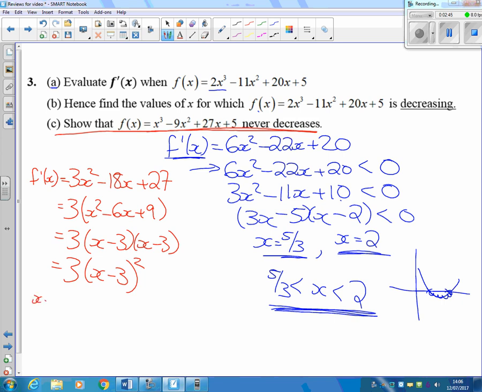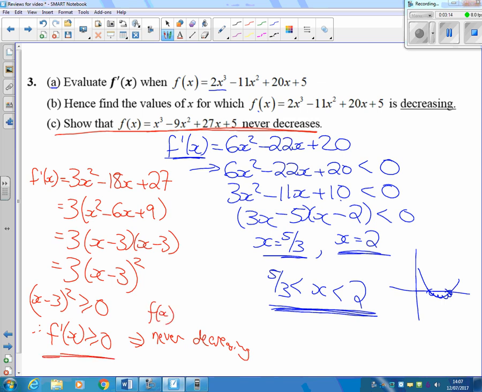Now, x minus 3 all squared must be greater than or equal to 0. It can't be negative. Something squared can't be negative. So therefore, f dashed of x is definitely greater than or equal to 0. So it's never negative. So that thing never decreases. It's never decreasing, therefore f of x is never decreasing, because the gradient could never be negative. The lowest it could be is 0, but otherwise it will be going up.